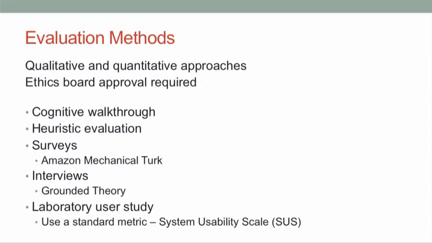A heuristic evaluation is where we'll come up with a set of heuristics, kind of best practices or rules, and then we'll evaluate a system according to these heuristics. Surveys are a nice way to get a broad assessment from a lot of users. And today, a lot of folks are using Amazon Mechanical Turk to quickly recruit people and do surveys.